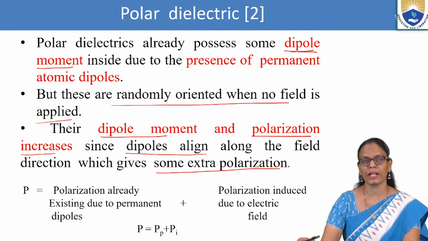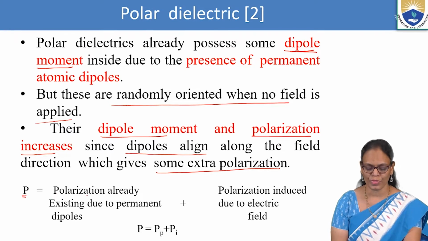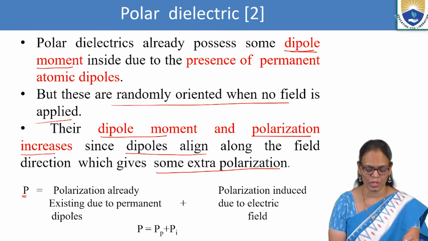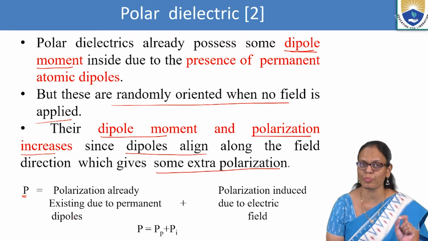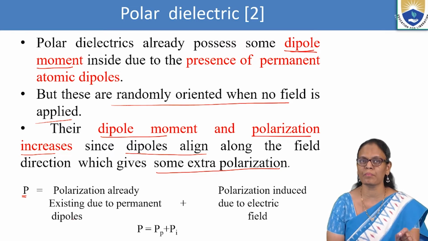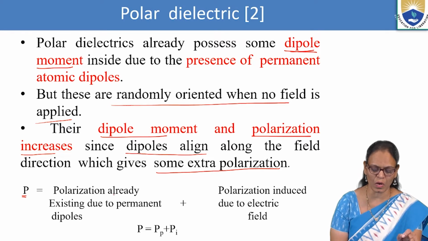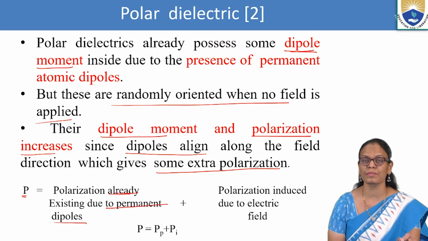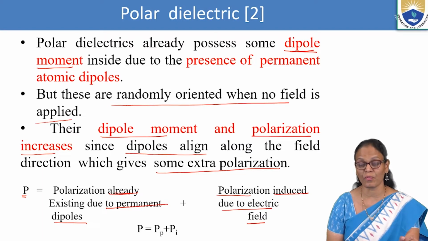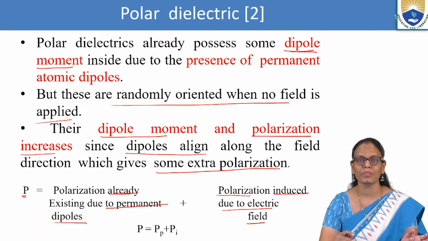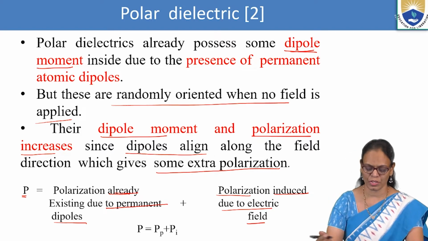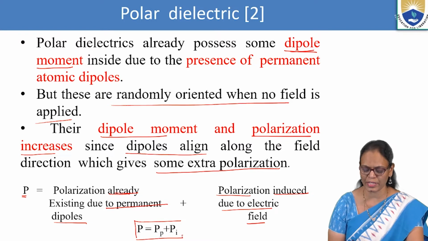So what about the resultant polarization now? P is equal to the polarization that already exists due to permanent dipoles, because we have seen that whenever we are talking about polar dielectrics, they already possess some permanent dipole moment. So this is the already existing dipole moment due to the permanent dipoles, and then the polarization which is induced due to the electric field. Whenever we place them in an electric field, they are partially aligned, and because of that there is some polarization. So this is the equation we have. The total polarization P is the polarization due to the permanent dipoles plus the polarization due to the applied electric field, or induced.